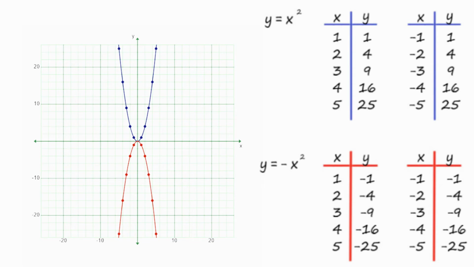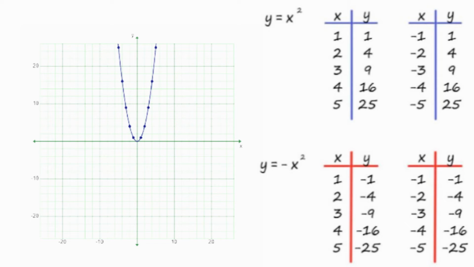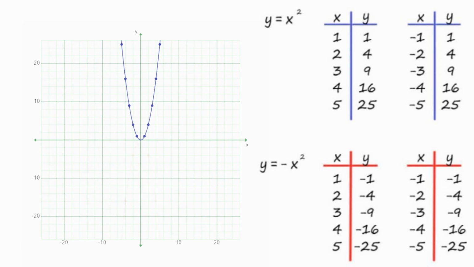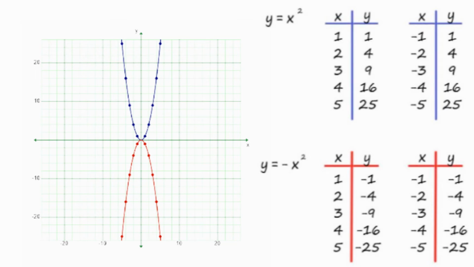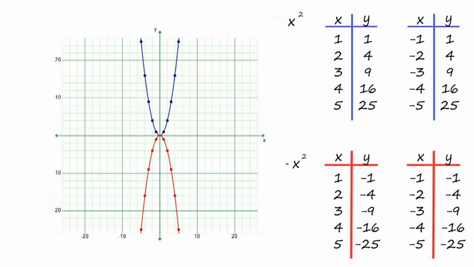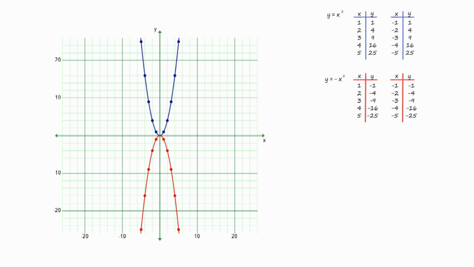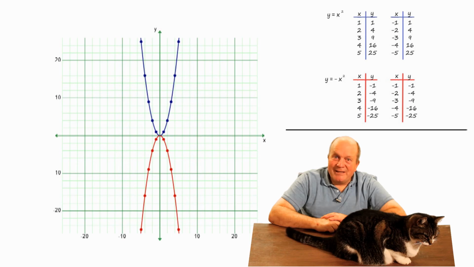Notice that when we had y equals x squared, the cone was pointed up in the positive direction. And when y equals -x squared, the cone points down, or in the negative direction. Whenever there's a positive sign in front of the x squared term, the cone always points up. And whenever there's a negative sign in front of the x squared term, the cone will point down. That's how the sign in front of the x squared variable affects the graph in a quadratic equation.